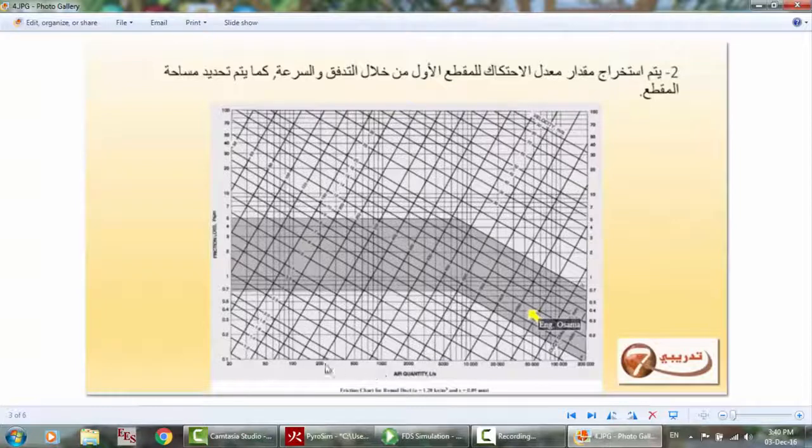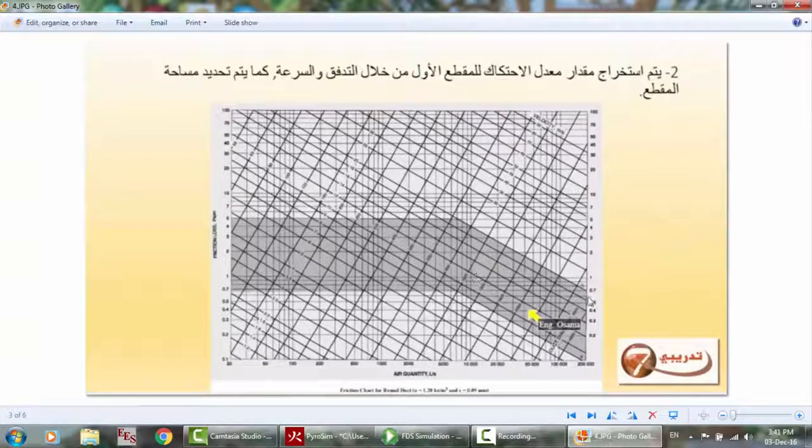First of all, here is the friction loss and the air quantity in meter per second, and then you will find the velocity in meter per second or foot per second or foot per minute. But here I think it's meter per second. It's according to the map you use. You have to use the latest maps. And here is the duct diameter, the round duct diameter.